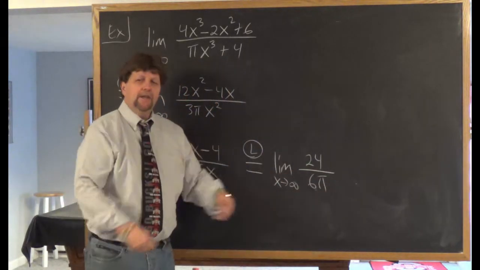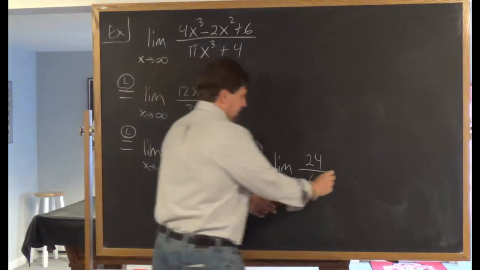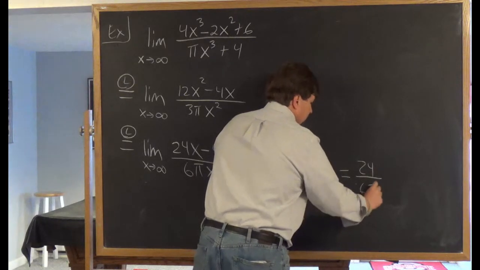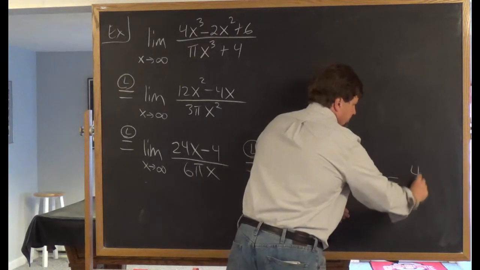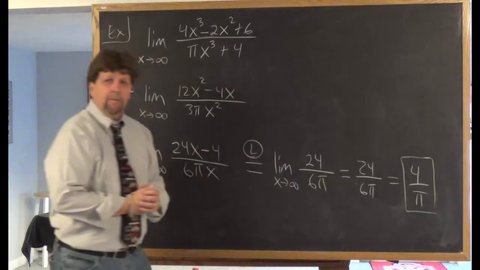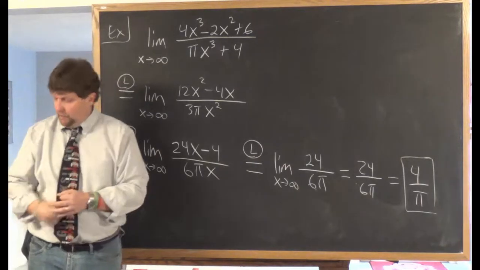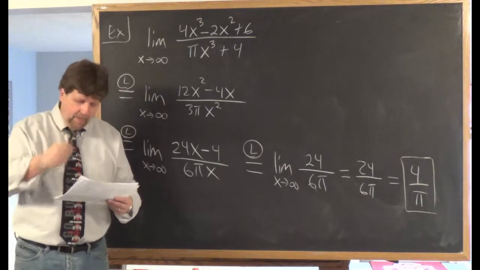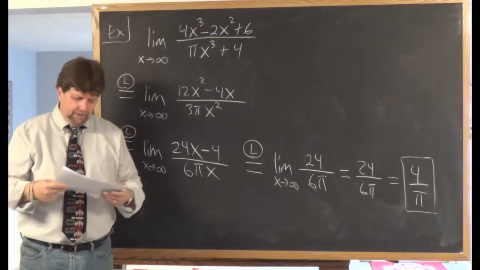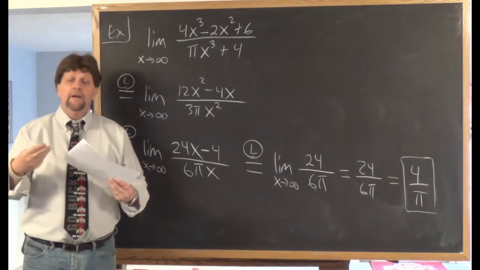Nothing but constants, and we know the limit of a constant is that constant, so we finally get the limit to be 24 over 6 pi. Actually, it looks a little nicer to simplify it down to 4 over pi. So that example had to go off to the hospital a total of 3 times. So let's head on back to hopefully finish off this introductory or part 1 of L'Hopital's rule.